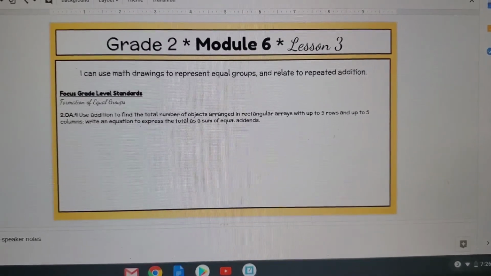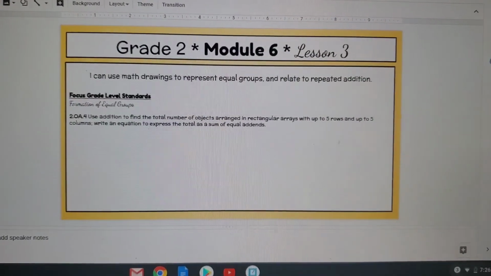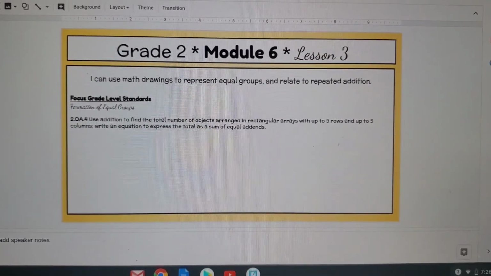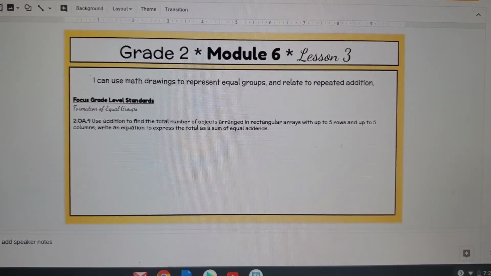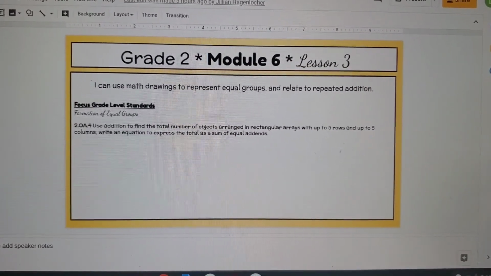Scholars! Today we are going to be working on Module 6, Lesson 3. And the objective is we can use math drawings to represent equal groups and relate to repeated addition.